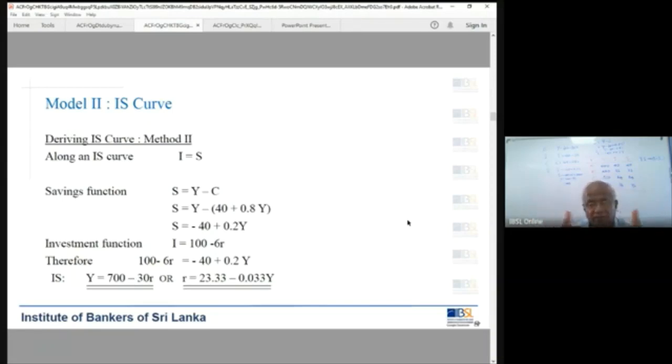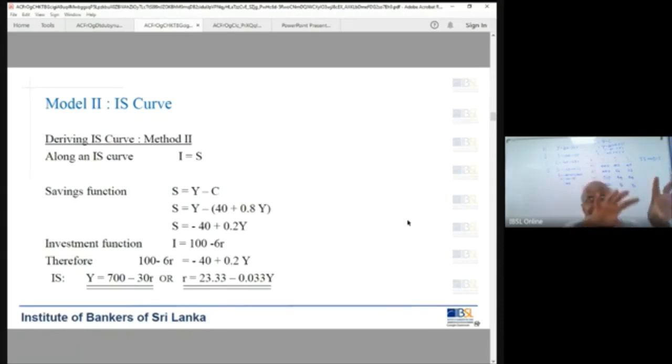You know, along the IS curve, investment equals savings. The investment function is 100 minus 6R, which equals the savings function, minus 40 plus 0.2Y. If you rearrange that, you get Y equals 700 minus 30R. That's method 2, the second method.